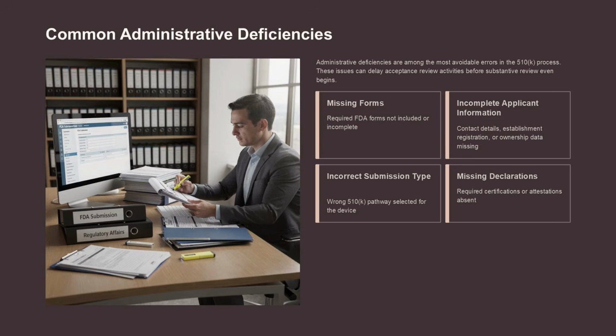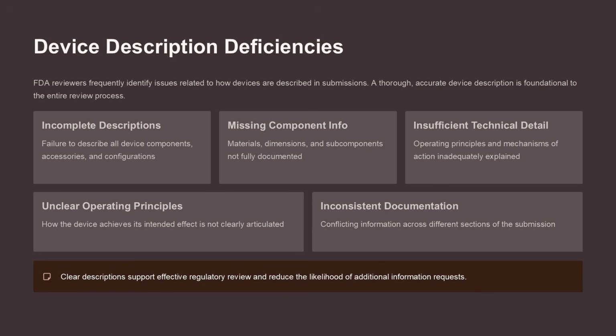Administrative deficiencies can delay review processes. Issues like missing forms or incorrect submission types are common but avoidable with careful attention to detail. Device description deficiencies often stem from incomplete or inconsistent information. Clear and accurate descriptions support effective regulatory review and reduce additional information requests.